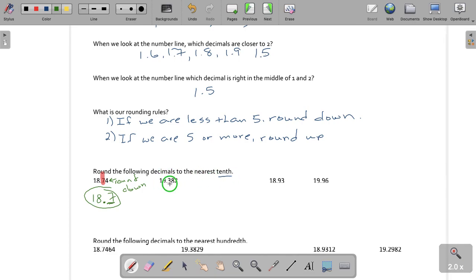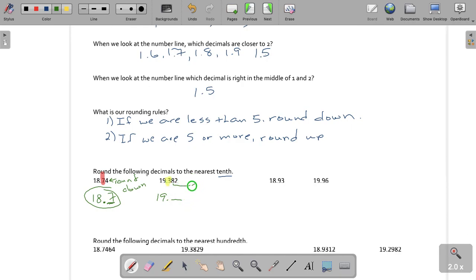Here we have 19 and 382 thousandths. Tenths, hundredths, thousandths. We're asked to do the tenths place again. So I'm going to come up here to the tenths place. I'm going to highlight that. Whoops. Let me highlight the tenths place. That's this place right there. So I know my answer is going to be 19 and one spot, the tenths. So the number I have to look at is the next number, which is 8.